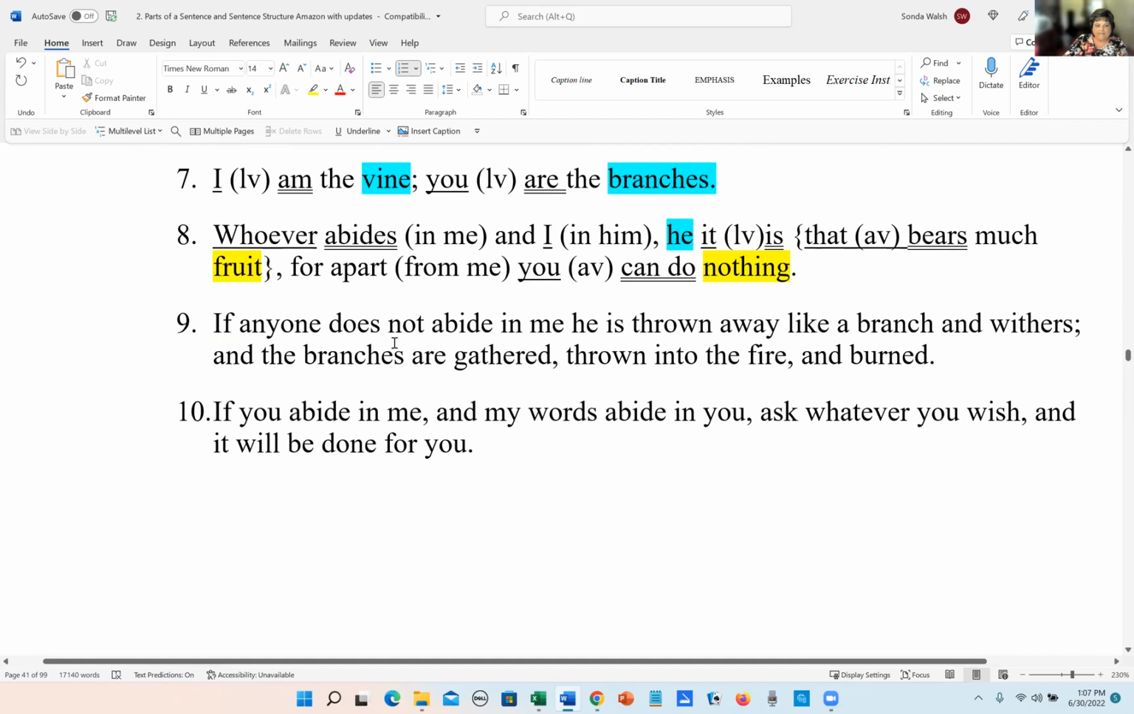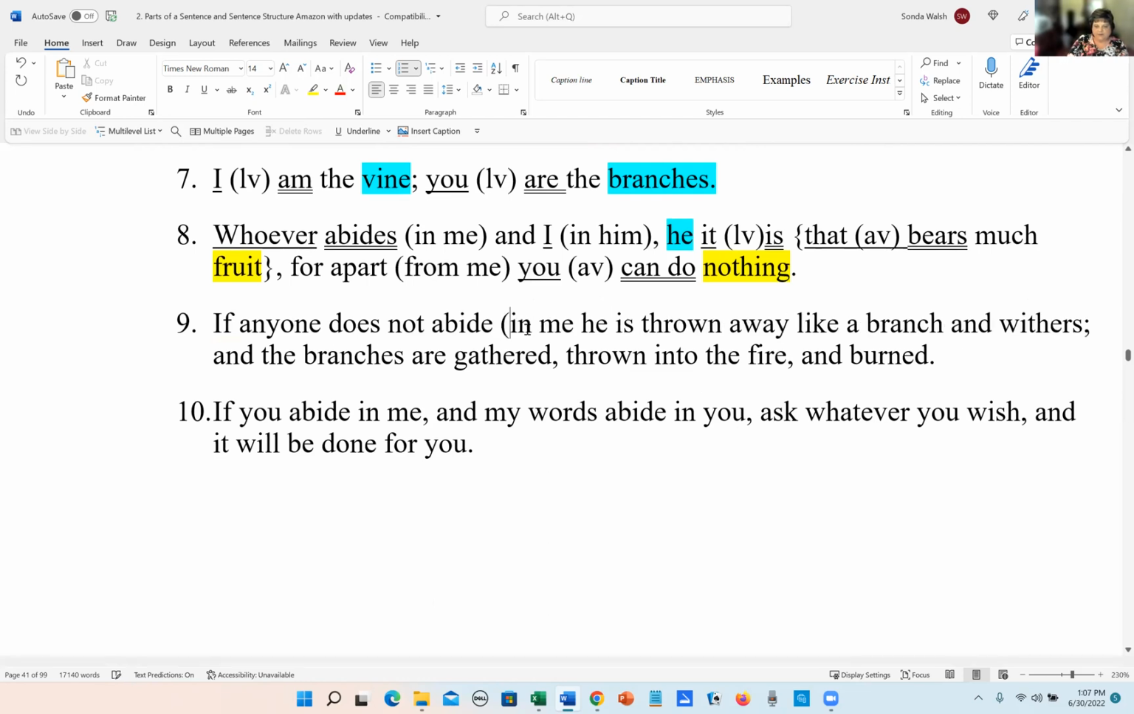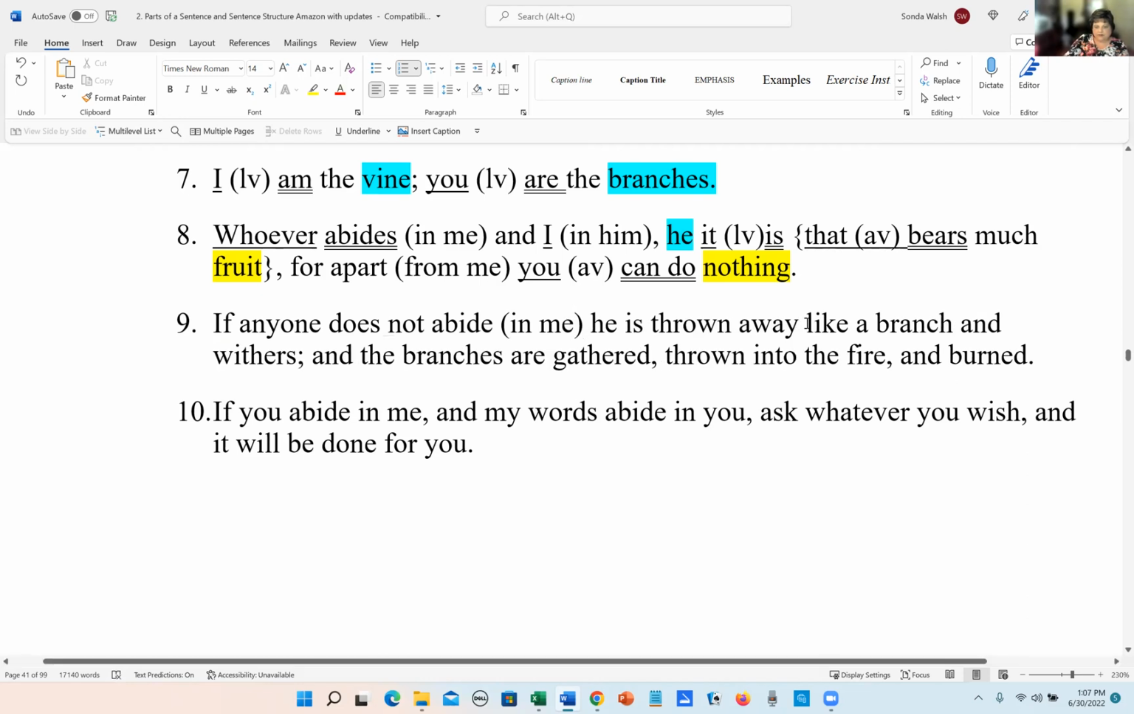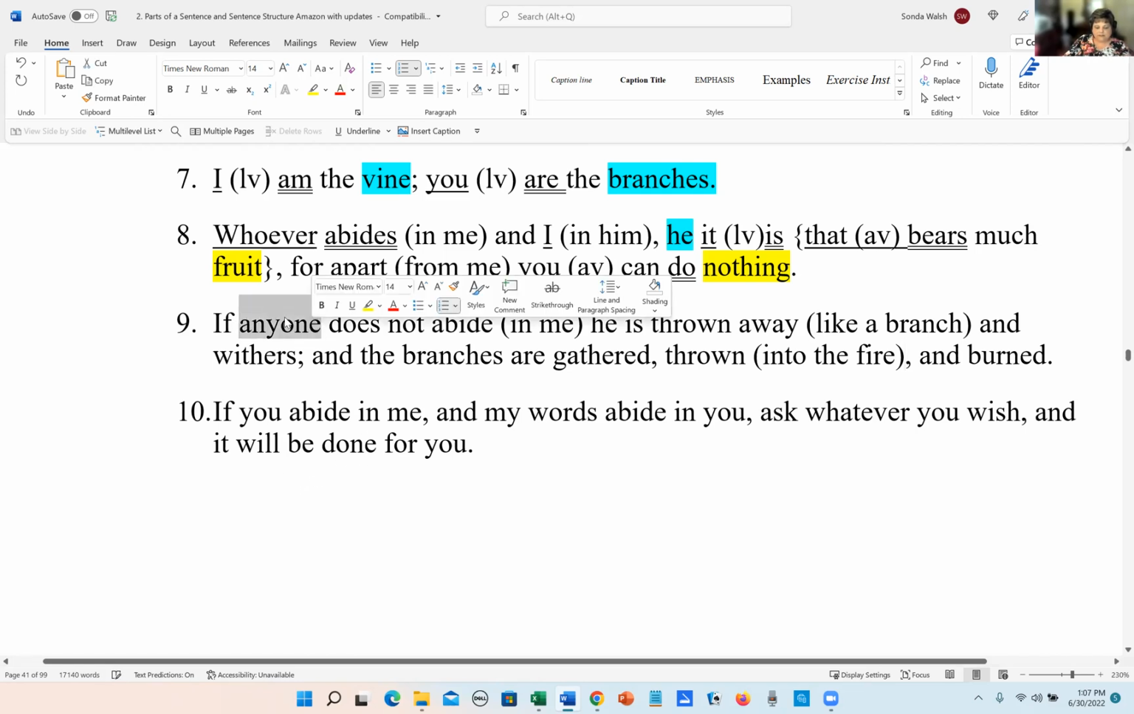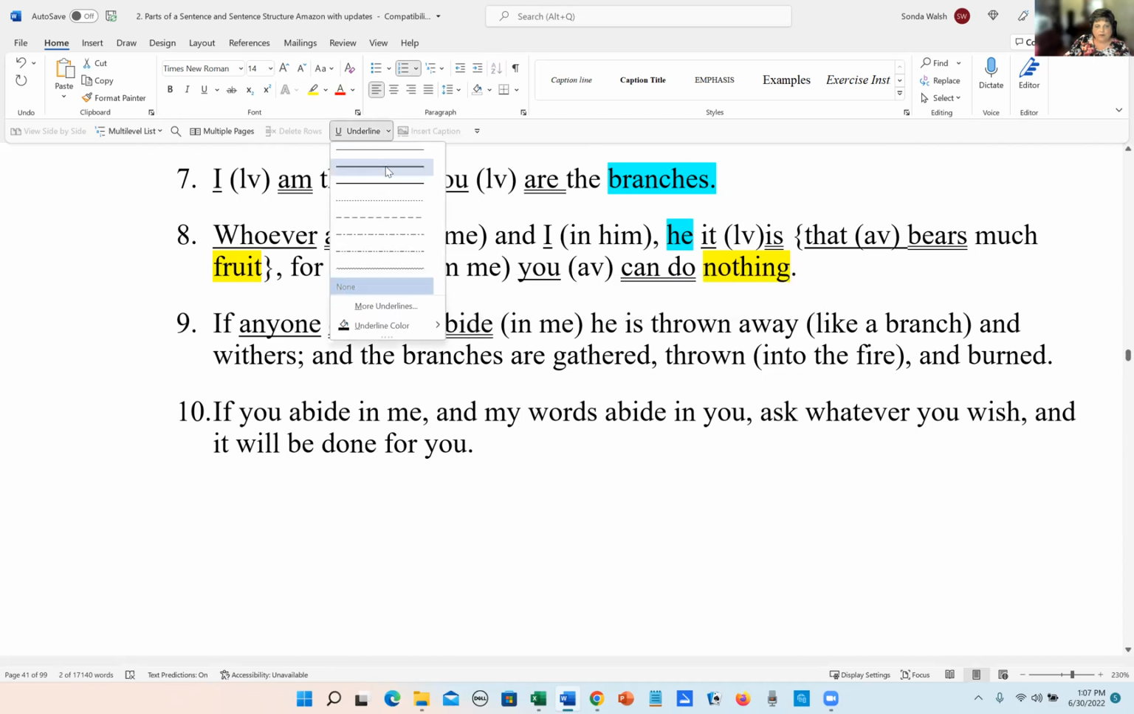All right, number 9. "In me" is a prepositional phrase. "Like a branch" is a prepositional phrase. "Into the fire" is a prepositional phrase. Okay. So anyone is our subject. Does abide. It's a verb.